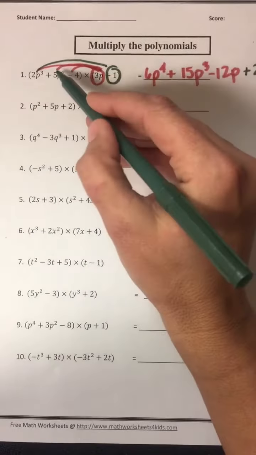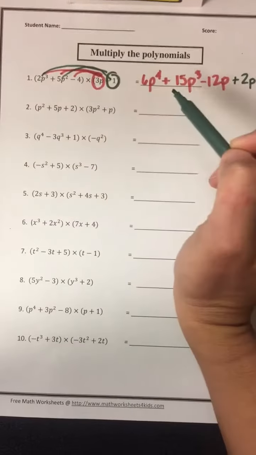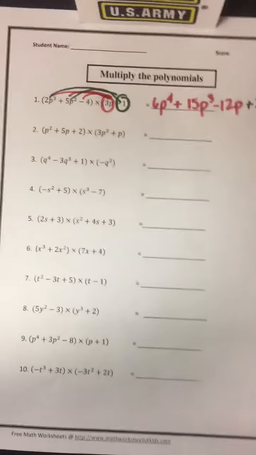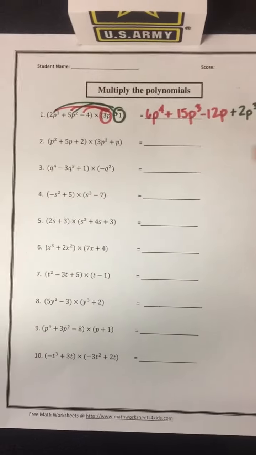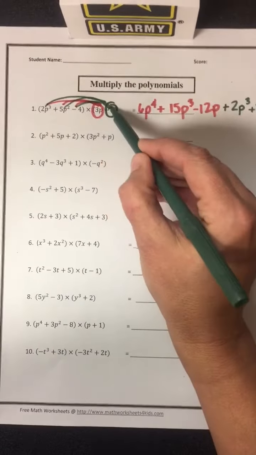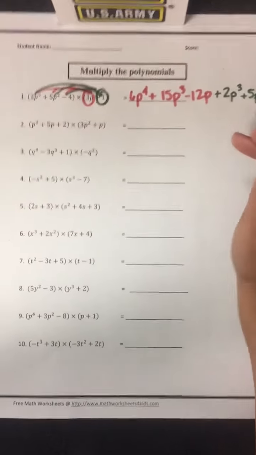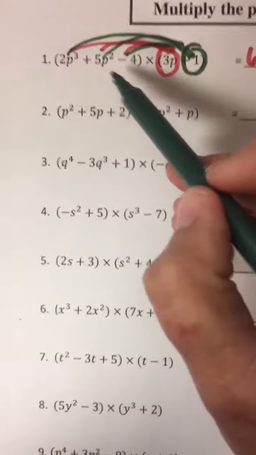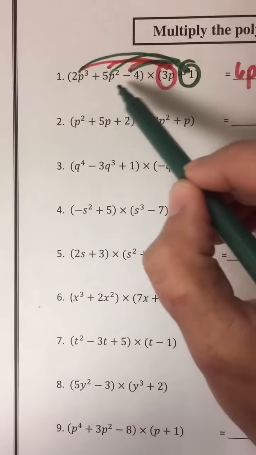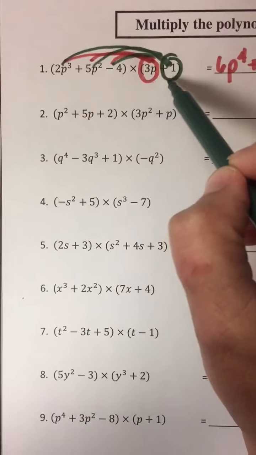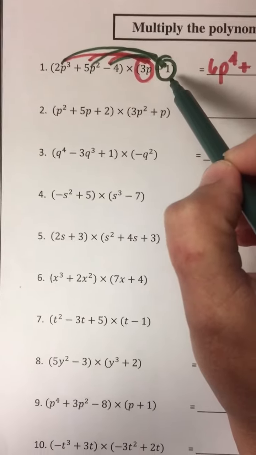Then I'm going to multiply the 5p squared times positive 1, which will give me plus 5p squared. And then I've got negative 4 times positive 1, which will give me minus 4. So once again, what I did was I multiplied all of the terms in the first factor by the first term in the second factor, and repeated the process with the second term in the second factor.